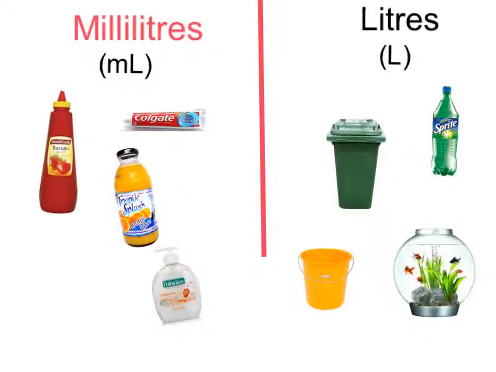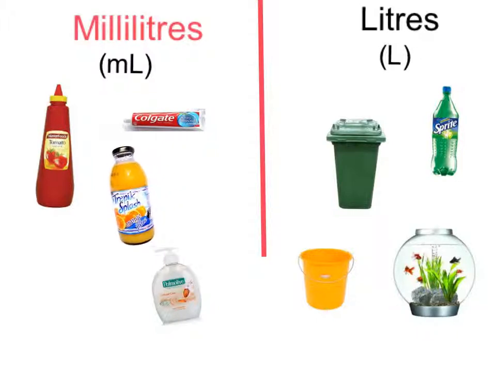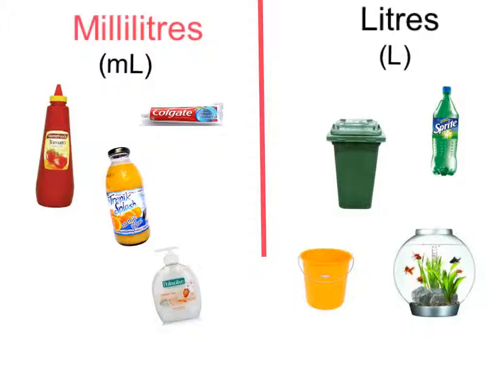So here we have a tomato sauce bottle. We would probably measure the capacity, so the amount of tomato sauce that would go in the bottle, in milliliters. We would measure the amount of juice that juice bottle can hold in milliliters also. Here we have a toothpaste tube. The amount of toothpaste that would fit into the tube would be measured in milliliters, and we have our hand soap that we spoke about previously.